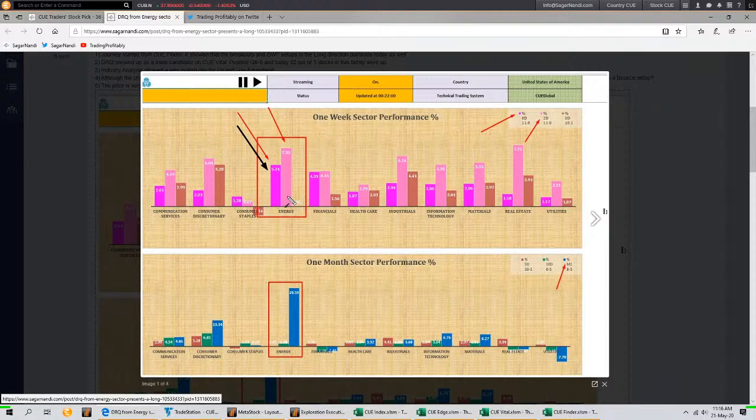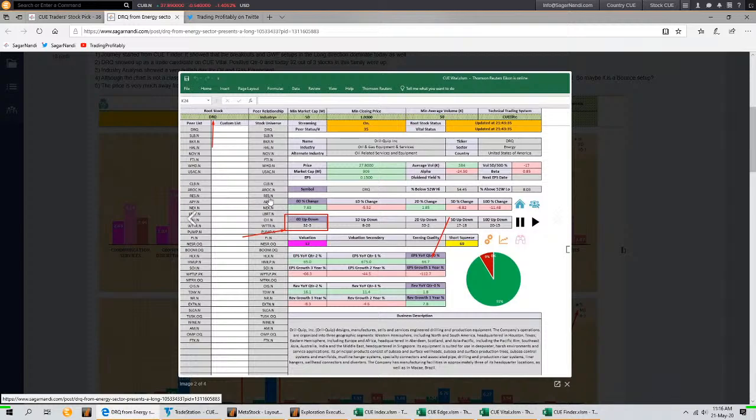However, as I tend to say, starting from the sector level may lead us to miss many trading opportunities. I prefer to start top-down analysis from the industry level. In any case, this is also useful information that they shared. Energy sector was very strong. Then he looked at this stock DRQ.